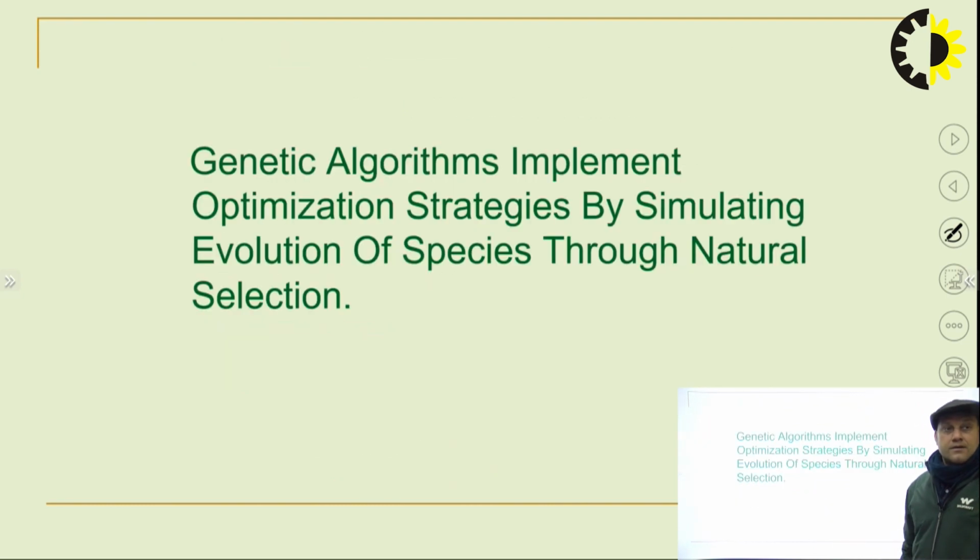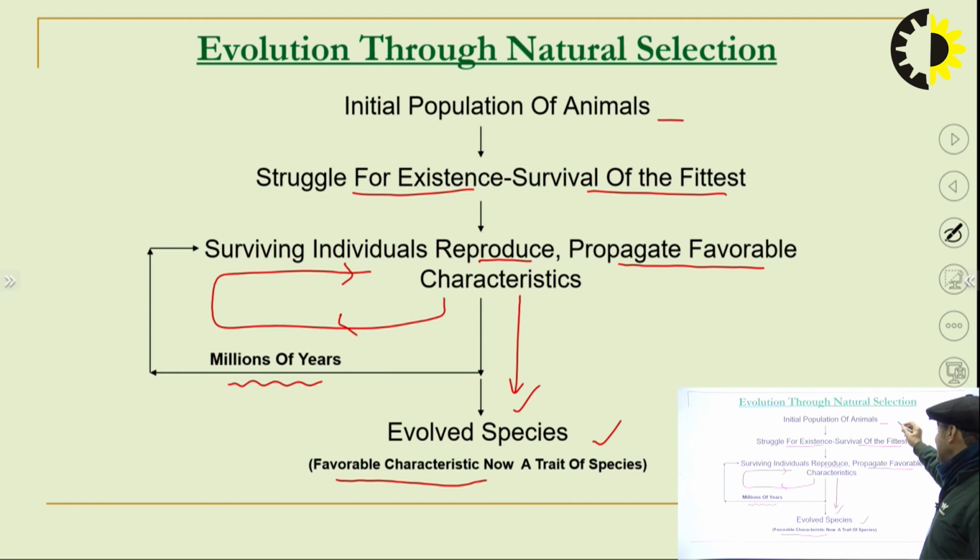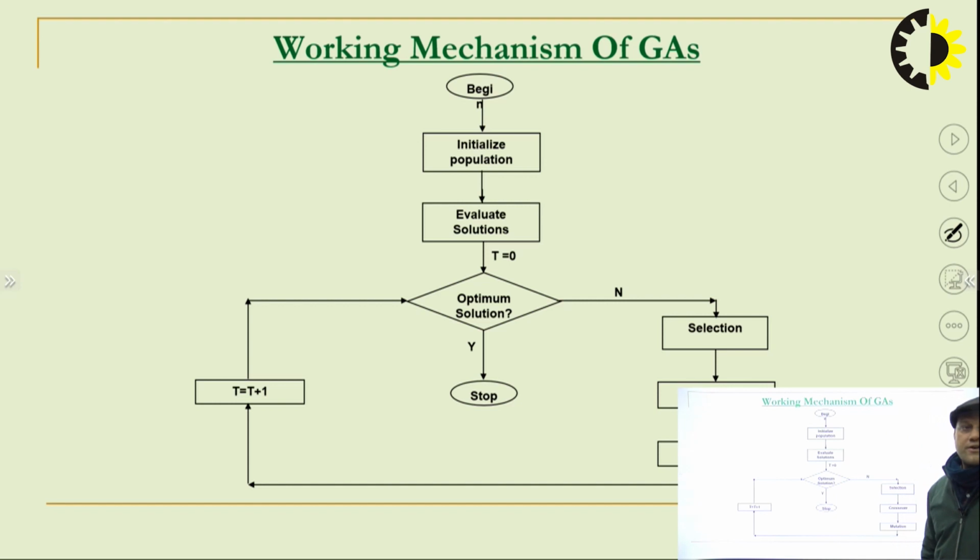So how does a genetic algorithm implement optimization strategies? By simulating the evolution of species through natural selection. I have said that it is used to easily implement optimization problems in machine learning. This natural selection theory will be used in the genetic algorithm. This is the working mechanism of the genetic algorithm, and it is important.